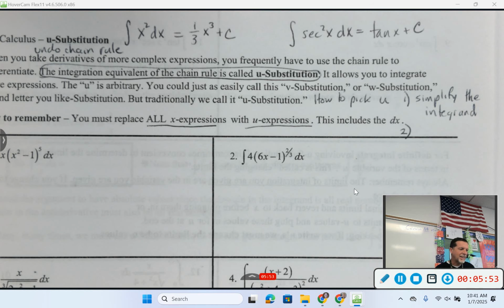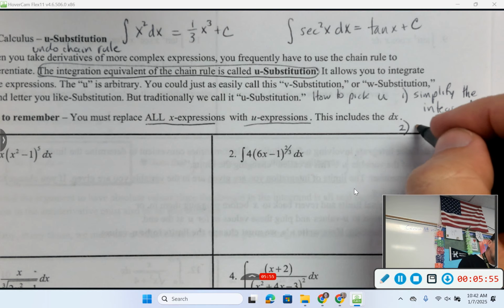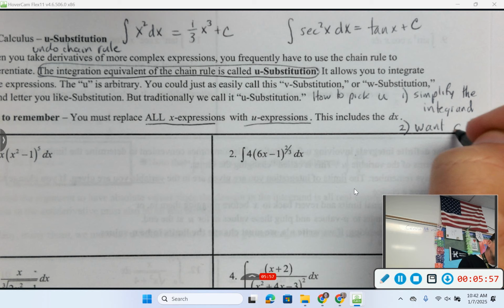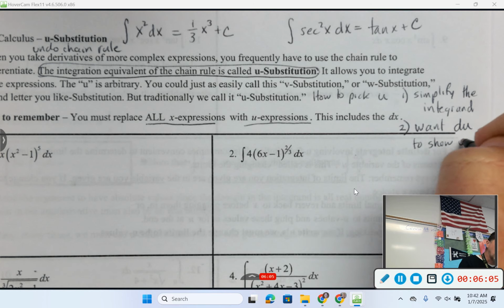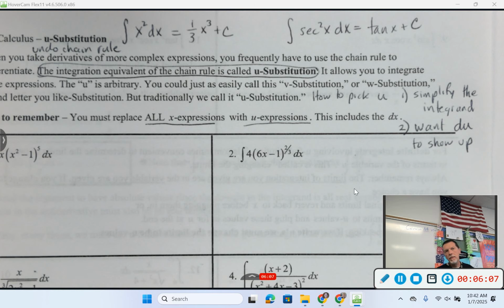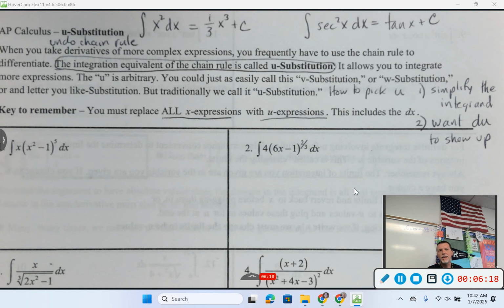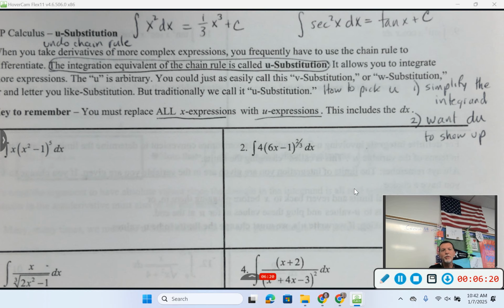The second hint is that we want du to show up. It's not very technical, but you'll see what I mean in a minute. So we pick u to simplify the integrand, and we also want to pick it so that du is also in there somewhere. Again, it probably doesn't make much sense till we do a few of them.